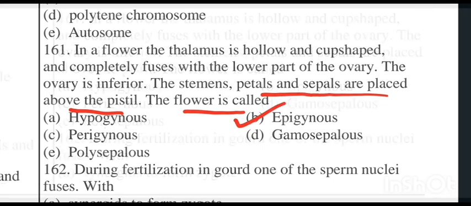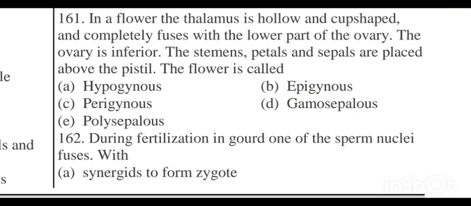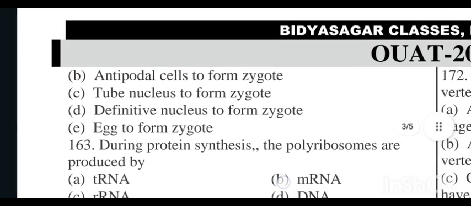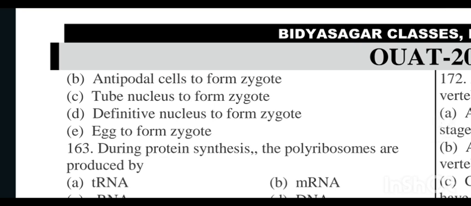Okay. Fertilization in gourd: one of the sperm nuclei fuses with the egg cell, and the second one fuses with the secondary nucleus to form the primary endosperm nucleus. So here the correct answer is one fuses with the egg to form the zygote, and the other fuses with the secondary nucleus to form the endosperm nucleus.